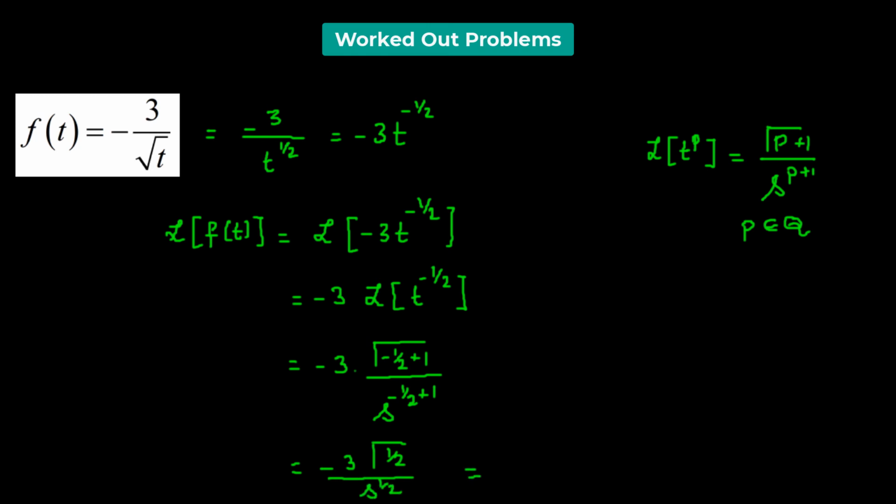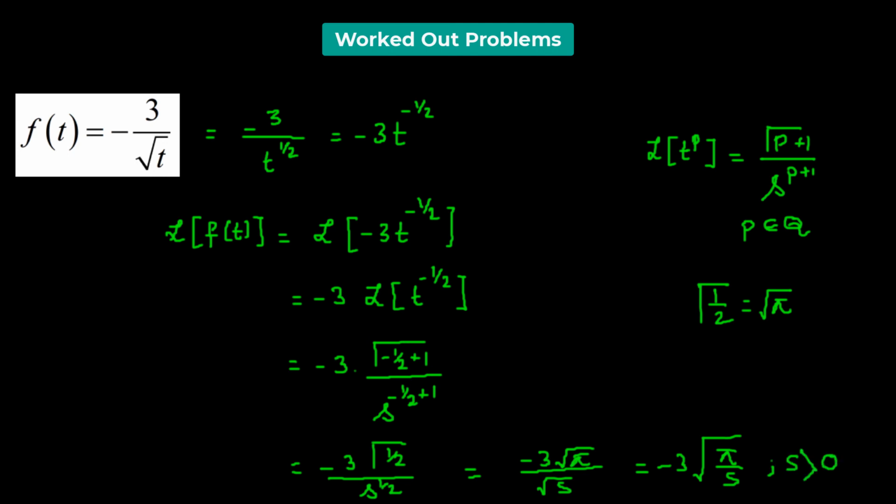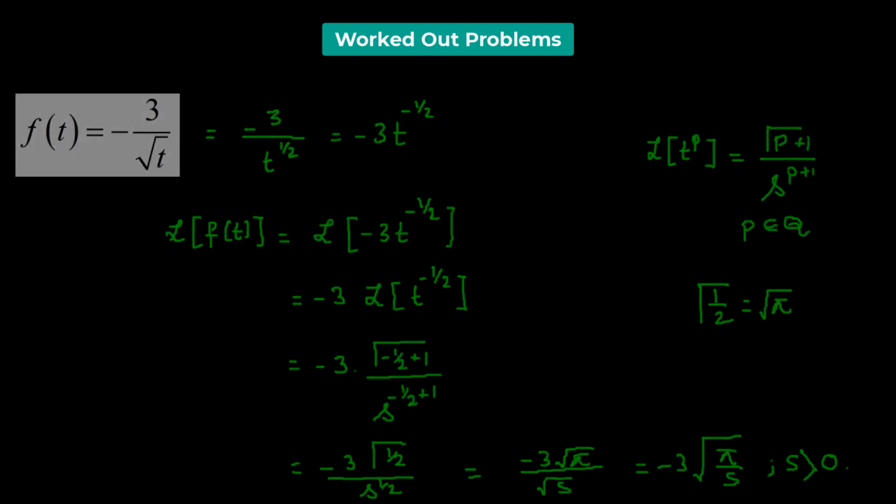Now we know that gamma of half is equal to square root of pi. So that gives us -3 times square root of pi divided by square root of s. We can say it's simply -3 times square root of pi over s. So this is the required Laplace transform, which is going to exist for the value of s greater than 0. Let's move on to the next question.